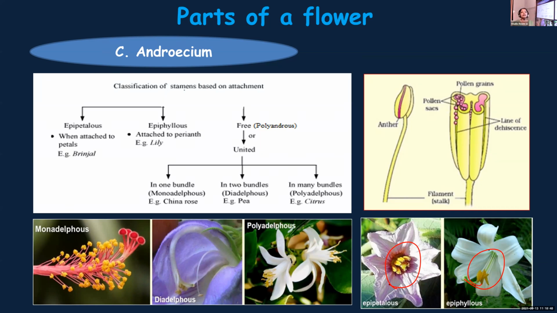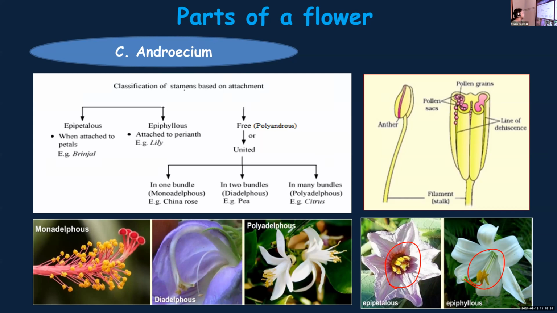Then, depending upon whether they are free or united, whether they are joined together to form bundles or each one is free, you can classify them into polyandrous and united. Polyandrous means they will be free. The stamens will not form any bundles. Whereas in certain other cases, these stamens will be united and form a bundle. Depending upon the number of bundles, you can classify them into monadelphous, diadelphous, polyadelphous. As the name suggests, mono, one, di, two, poly, several. Monadelphous means stamens form just one bundle, as in the case of China rose.